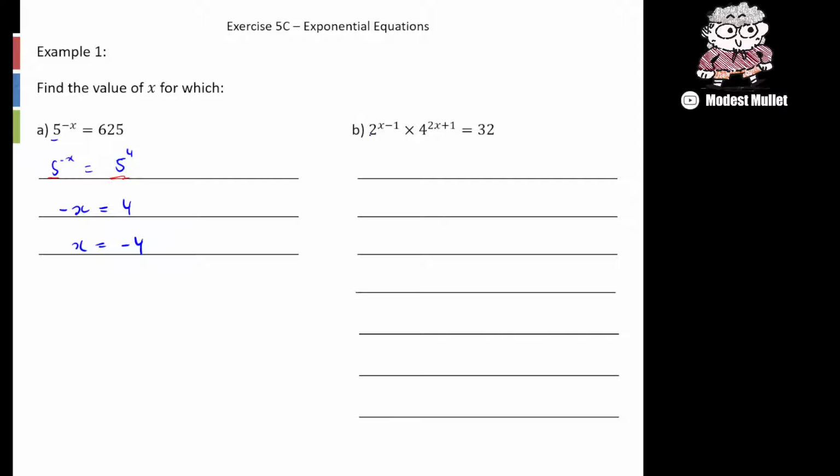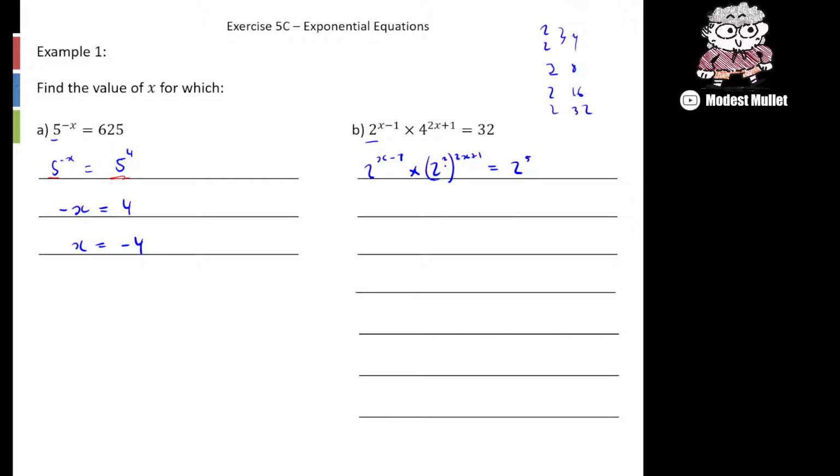Same with b. We can see 2, 4, and 32. All those hopefully are in your mind that we can actually write those as a power of base 2. So we're going to get 2 to the power of x minus 1 times by 2 squared, that's what we can change the 4 into, to the power of 2x plus 1, is equal to 2 to the power of, is it 5? 2, 4, then 8, and then 16, yeah, 5. So 2 to the power of 5. Okay, so we have that.